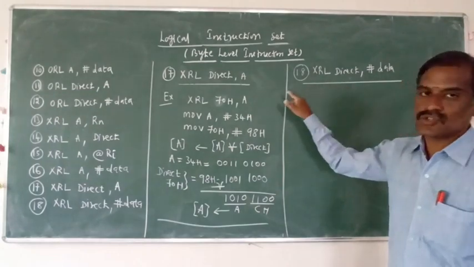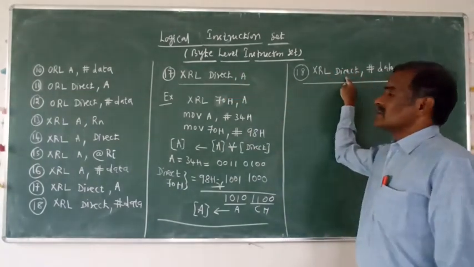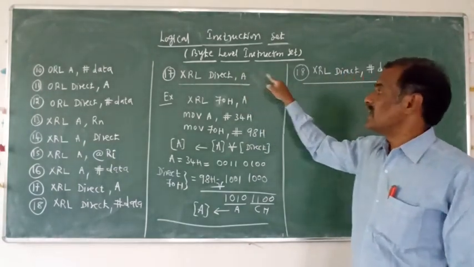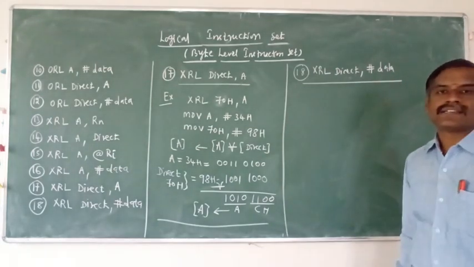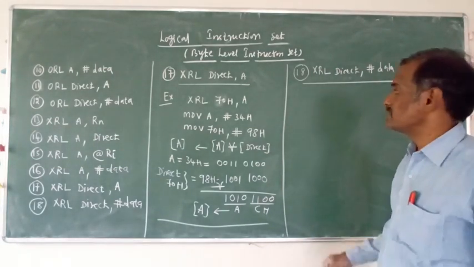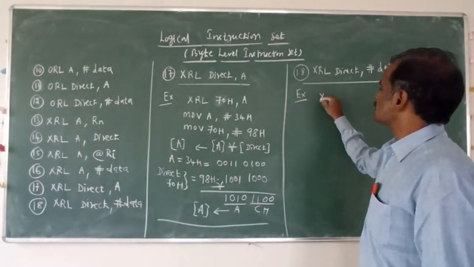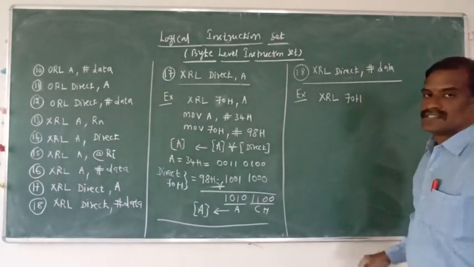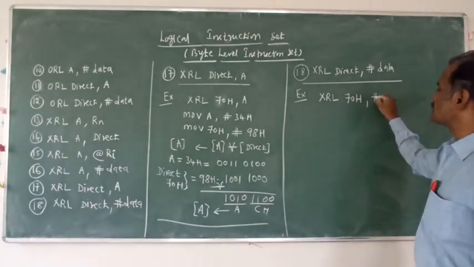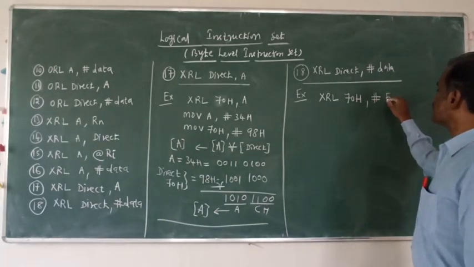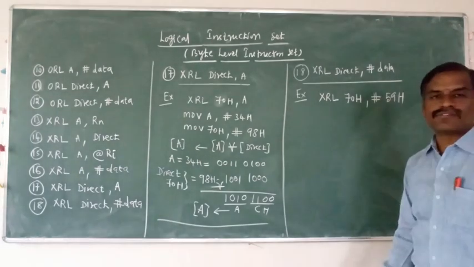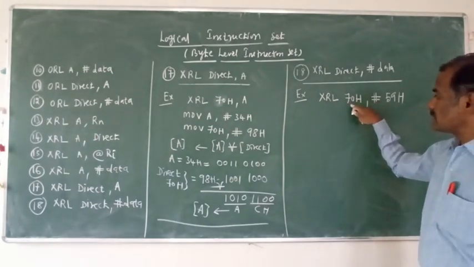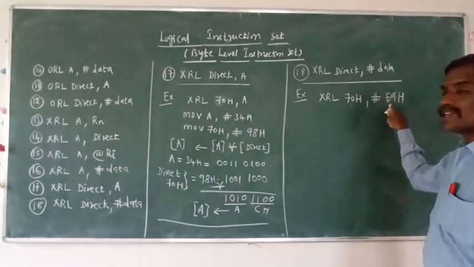What is the difference between these two? Here the destination is the same, that is the direct memory address location, and the source is the accumulator in one, and immediately given 8-bit data in this one. The remaining is the same. Example: XRL 70H comma 59H, where 59H is the immediately given data. Now exclusive OR the memory address location data with the immediately given data.